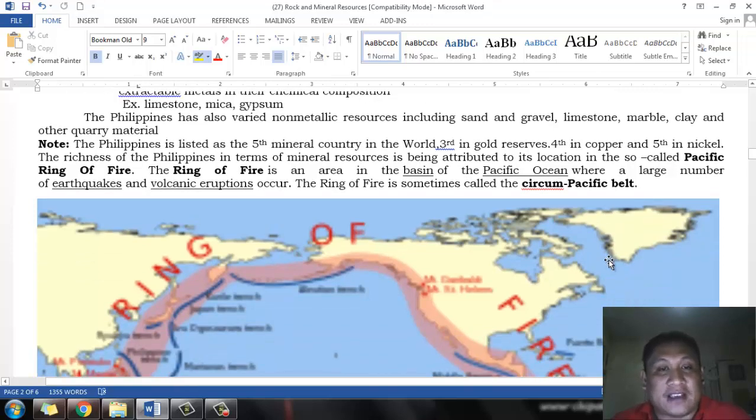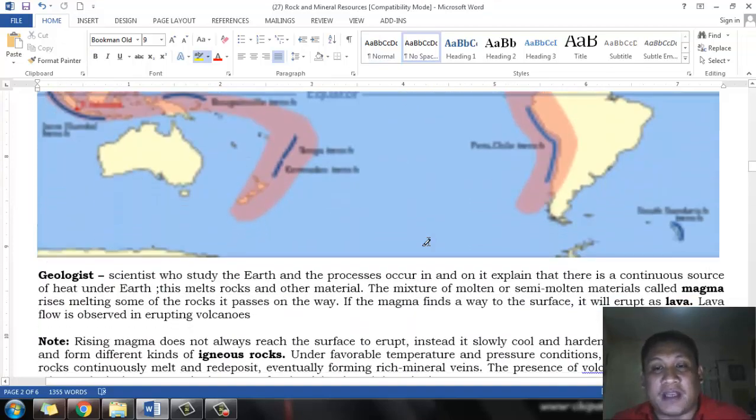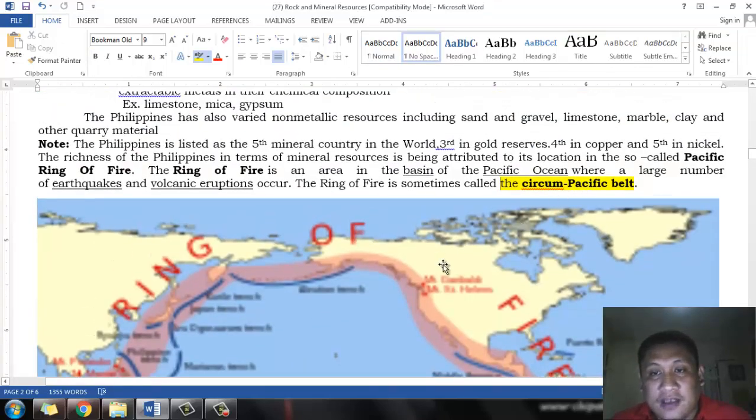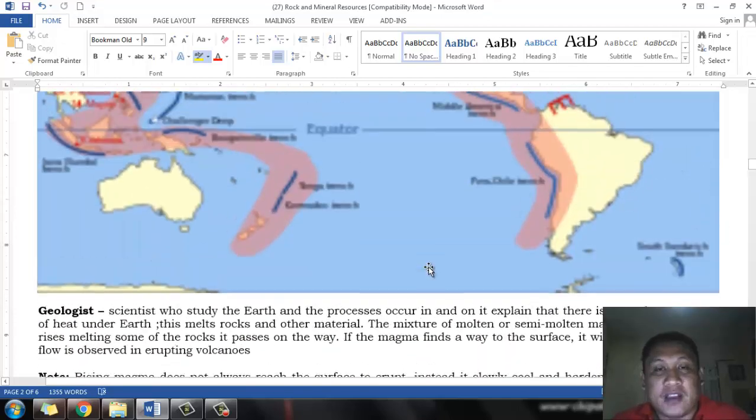So the Pacific Ring of Fire is an area in the basin of the Pacific Ocean where a large number of earthquakes and volcanic eruptions occur. So the Ring of Fire is sometimes called the Circum-Pacific Belt. I'm going to highlight that one. See that one? The Circum-Pacific Belt. See? Have you seen that one? That's also what we call the Pacific Ring of Fire.